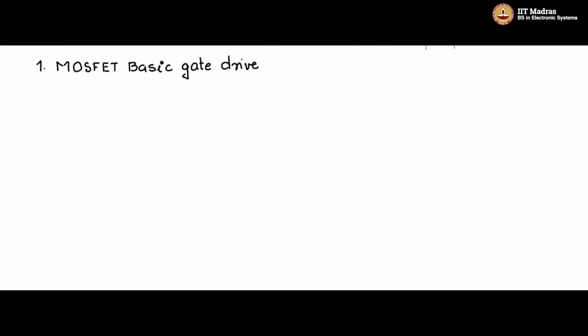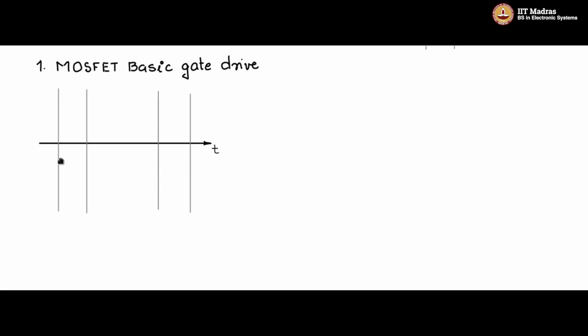Let us now see how the basic or fundamental gate drive for the MOSFET looks like. It is very simple. It consists of only one component, that is one resistor. So let us start from the requirements, the gate drive requirements. I have this timeline. I have split the timeline into the off state, the turn on period, the on state, turn off period, off state.